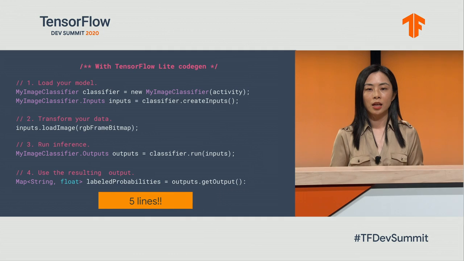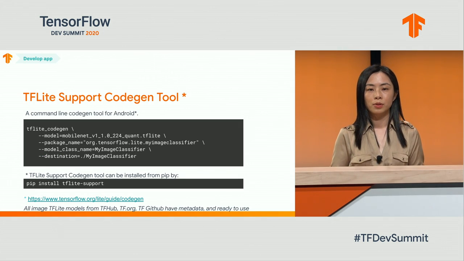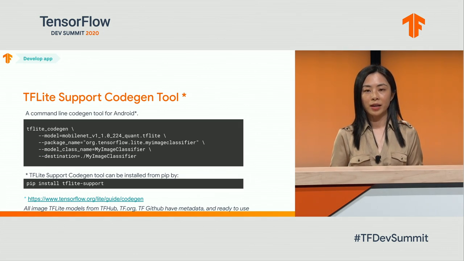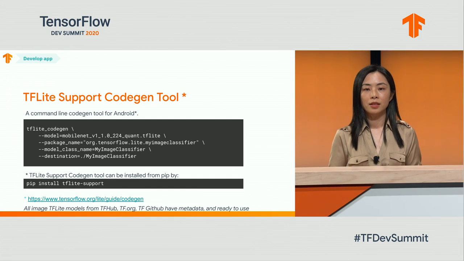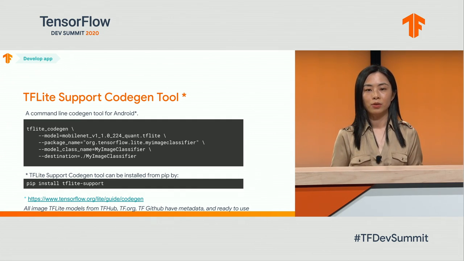The CodeGen tool reads the metadata and automatically generates the Java wrapper with model-specific API. It also generates a code snippet for you, like the example we just saw for image classifier. It makes it extremely easy to consume a TFLite model without any ML expertise. Your mobile developer teammates will feel much relief now that they don't have to worry about maintaining a chunk of complex ML logic in their apps like before.